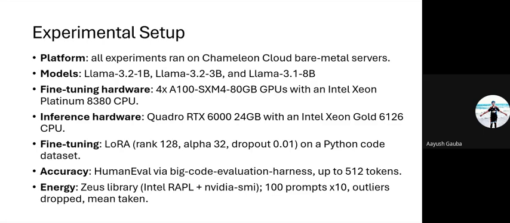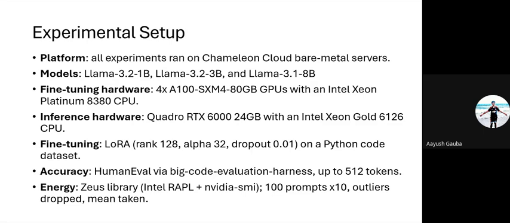So for inference, I use RTX 6000 with 24 GB of VRAM. The reason why I use those instead of A100s was because A100s are pretty hard to get by, even in Chameleon Cloud. They cost a lot of credits and you need to reserve them. So I couldn't get the reservation to do my experiments. So I used the RTX 6000 model for that.